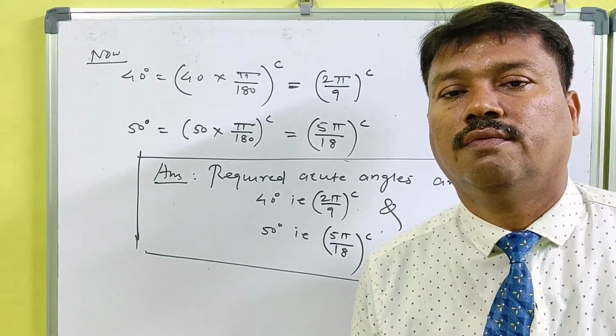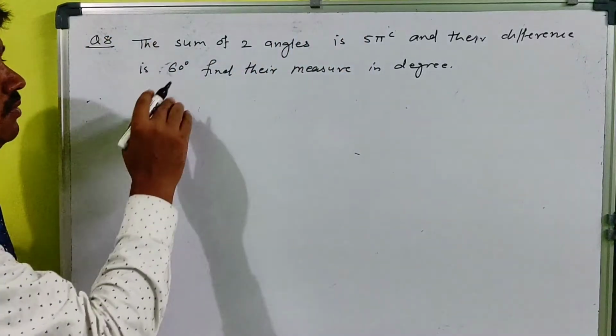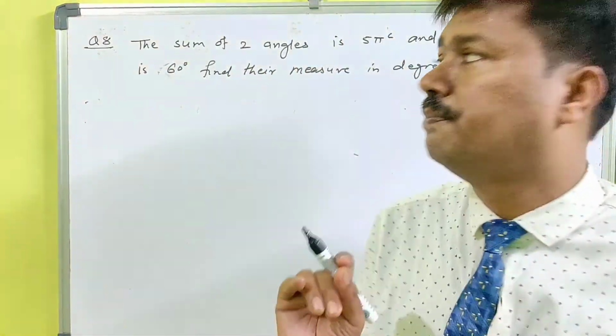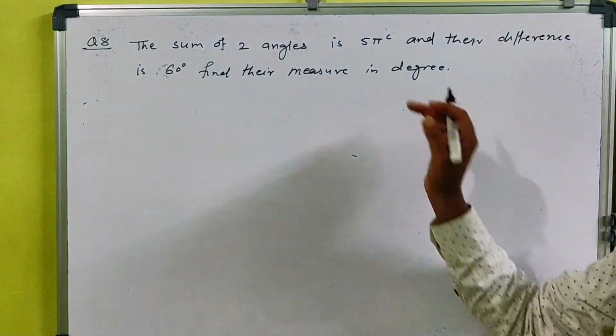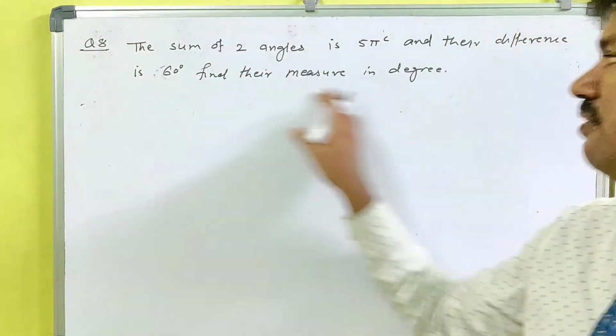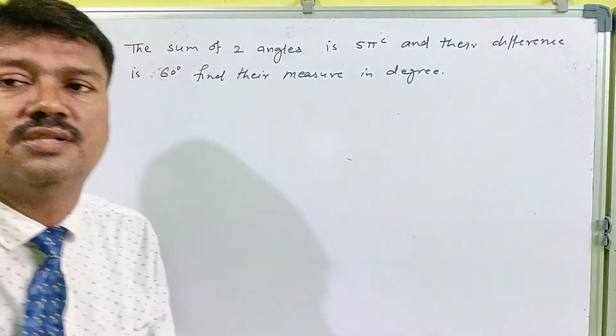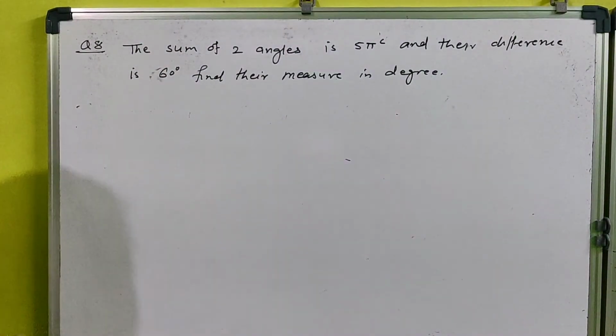Fine. So let's go to the next sum. Yes, so now see the next sum. The next sum में क्या दिया है? The sum of two angles is 5 pi radian and their difference is 60 degree. Then find their measures in degree. The question is find their measures in degree बोला है.